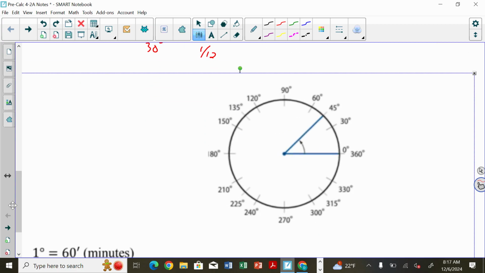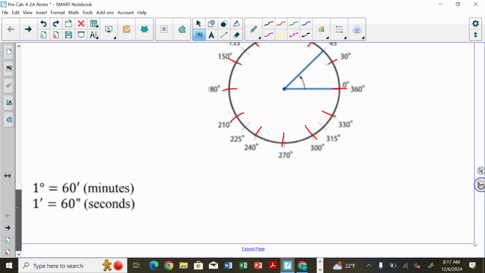So if we think about 30 degrees, it'd be 1, 2, 3, 4, 5, 6, 7, 8, 9, 10, 11, 12. So 1/12 would be every 30 degrees. Okay, so just an idea there. All right, so down here, we're just thinking about degrees, minutes, and seconds.